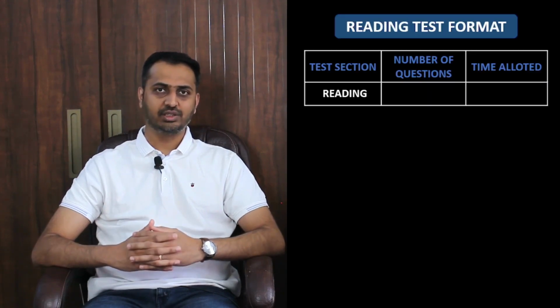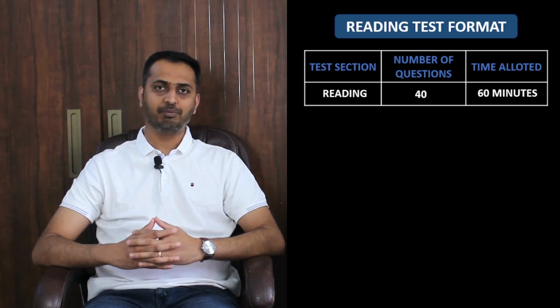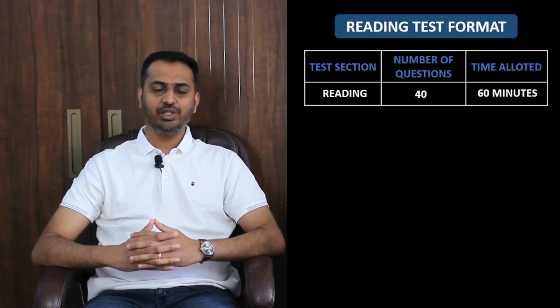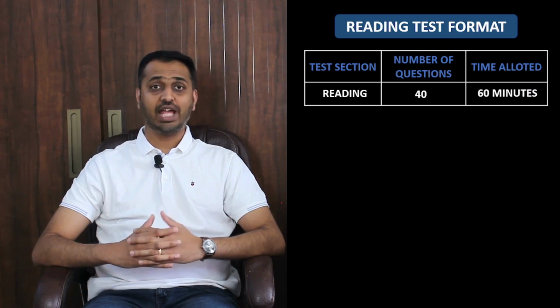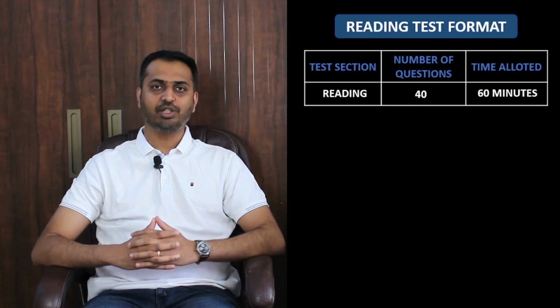Now, as we already know, the reading section is the second section of your IELTS exam, and it begins right after the listening section. It has 40 questions, and you are given 60 minutes to answer them. And as discussed in the first video, the reading sections for the academic and general training IELTS are different. So what's different about them?